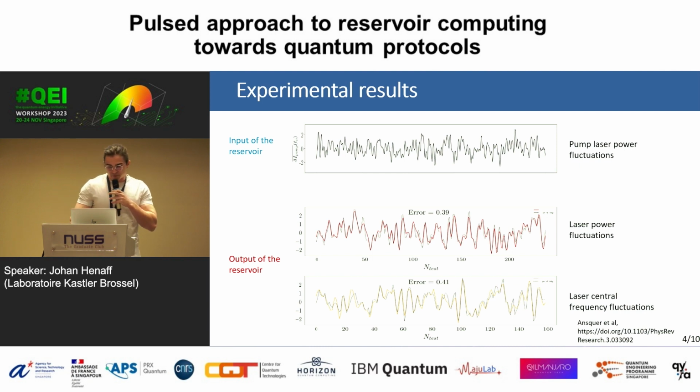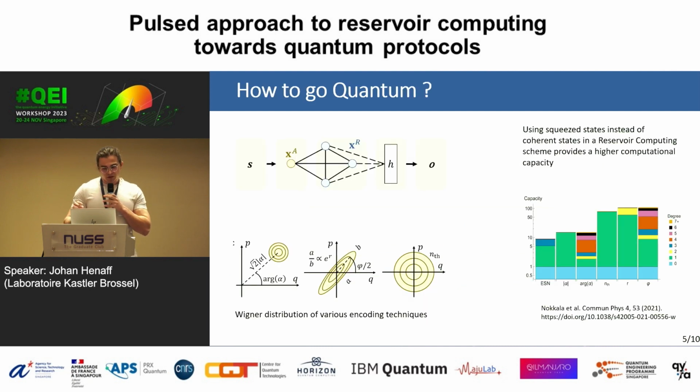So okay. Now that we have a classical setup, we would like to go quantum. And how to go quantum? We are working with a team of theoreticians at IFISC in Palma de Mallorca. And what they show is that if you take a general scheme of reservoir computing and you replace the coherent states by squeezed states, you greatly increase the computational capacity. It's what you can see on the chart here.